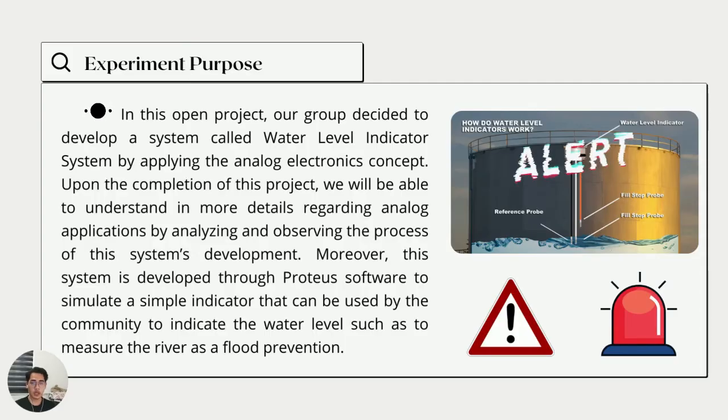In this open project, our group decided to develop a system called the water level indicator system by applying the analog electronics concept. Upon the completion of this project, we will be able to understand in more detail regarding analog applications by analyzing and observing the process of this system's development. Moreover, this system is developed through proper software to simulate a simple indicator that can be used by the community to indicate the water level, such as to measure the river as flood prevention.